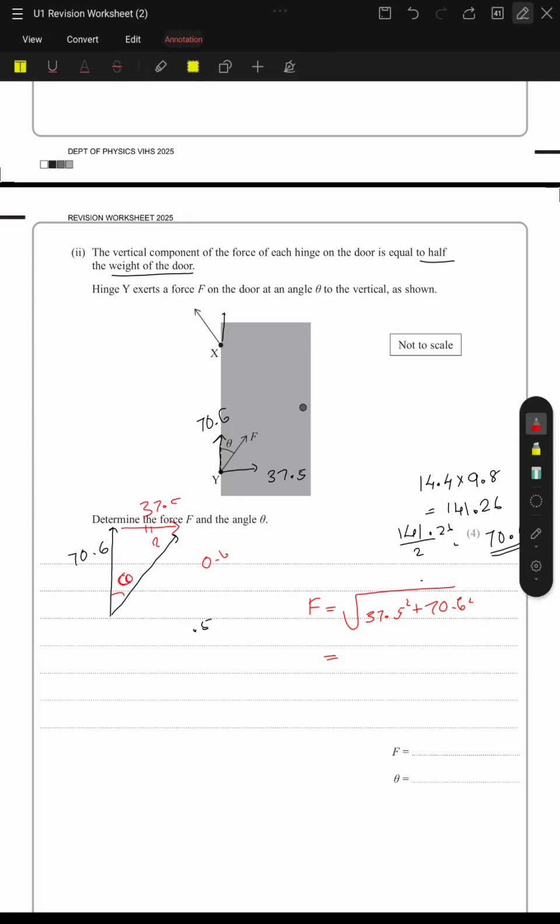So that will be opposite side divided by adjacent side. So we can use the equation tan theta is equal to 37.5, that is the opposite side, divided by the adjacent side, which is 17.6. So theta will be equal to tan inverse of this value, 37.5 divided by 17.6. So you will get the value for theta when you are doing the calculation.